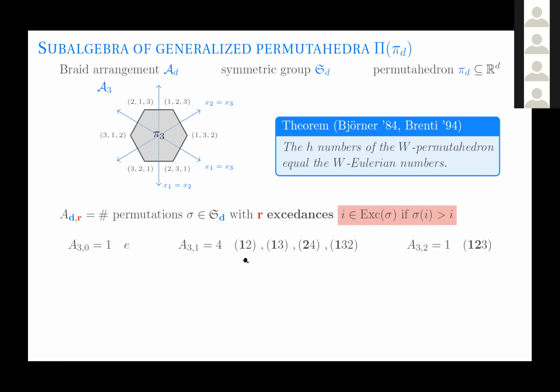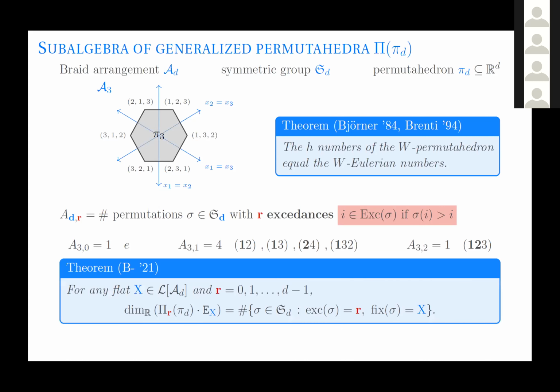If we want to have exactly 1 exceedance, these are the 4 permutations of 3 elements that have exactly 1 exceedance. I'm writing them in cycle notation, and the bold element is the exceedance. This 4 over here should be a 3, sorry. And we see that there are 4 such permutations. And if we want a permutation that has 2 exceedances, there's only 1 possibility. If you remember these numbers 1, 4, 1, they came up already yesterday in John's talk. These are the Eulerian numbers for the case d equals 3.